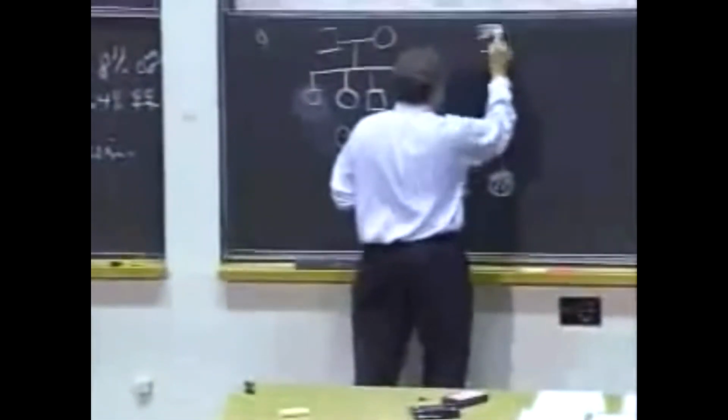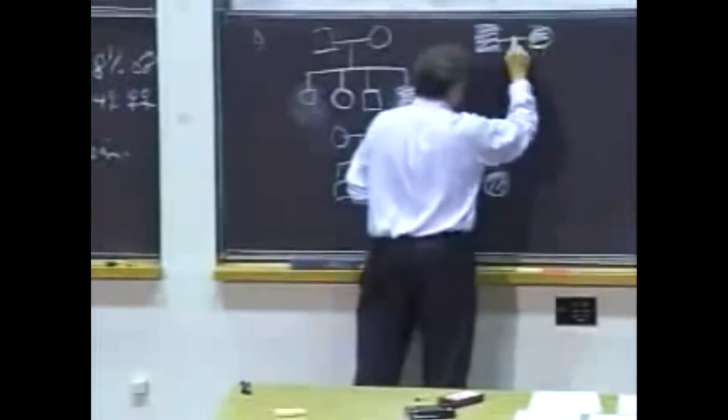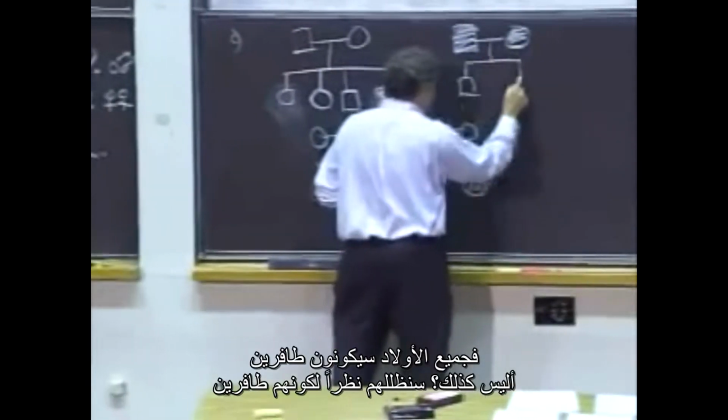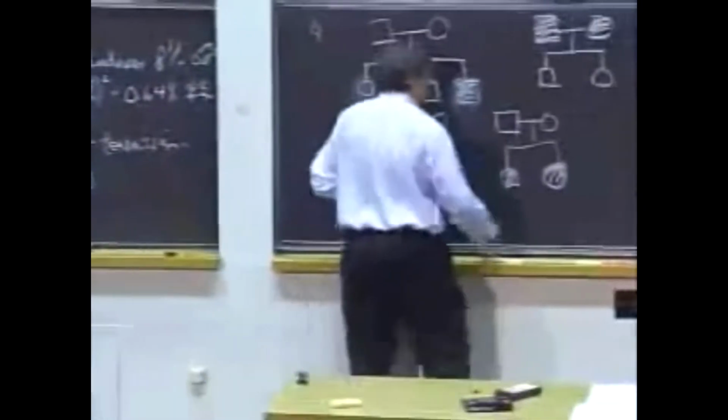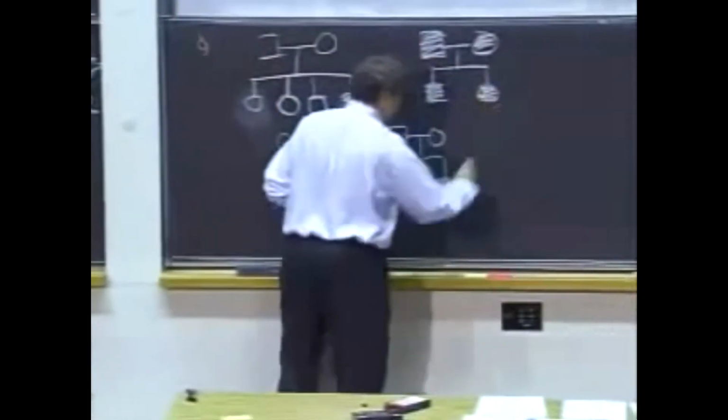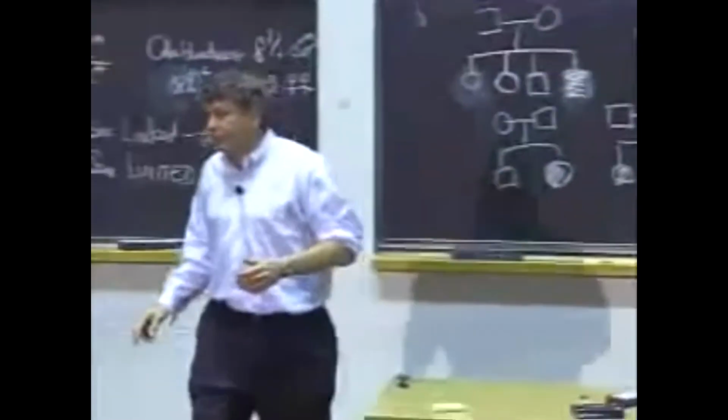If both parents were mutant, all the children would be mutant, right? We'd color them in mutant. Is that true? Well, first off, it depends.